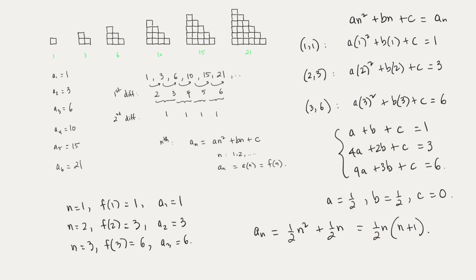And notice that we did not use n equals 4 to come up with this system of equations. But what happened when n equals 4? When n equals 4, 4 times 5 is 20. 20 divided by 2 is 10. So yes, this is the formula for the nth term.